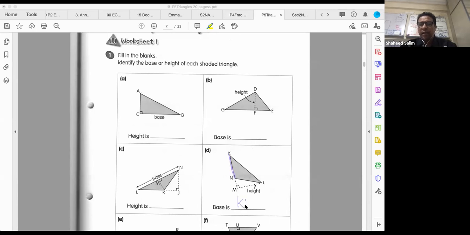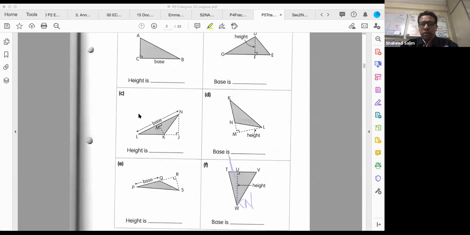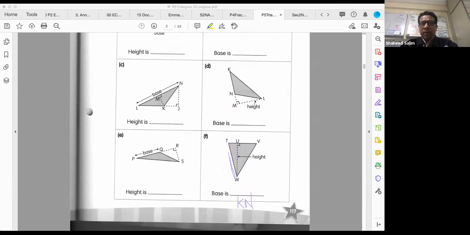Okay. So now we try the next one. We move on to the next one. Okay. If you don't get it, it's okay. We will revise again. Now anyone can do this one. Where is the height for E? Where's the base for F? You can key in your answer.